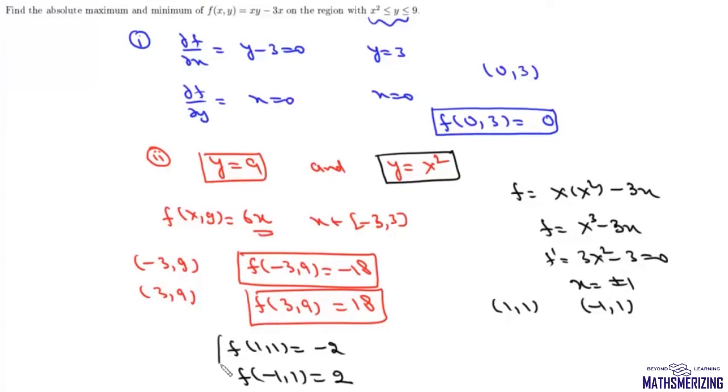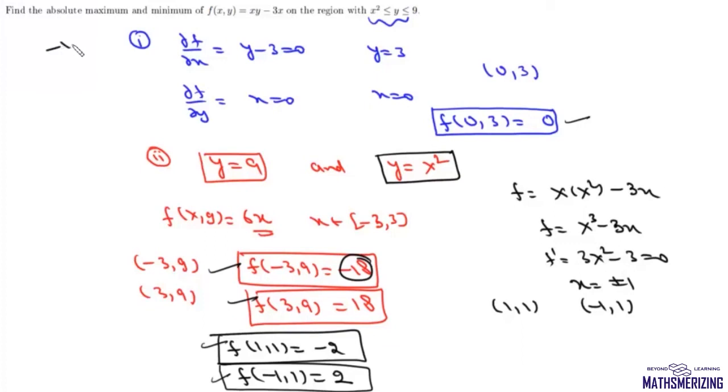So we have 5 values of this function, 4 values at the boundary curves and 1 value at the critical point. Now the least value in this case is minus 18. So absolute minimum value of this function will be minus 18 when the point is (minus 3, 9), and its absolute maximum value will be plus 18 when the point is (3, 9). So this is how we find absolute maxima and minima for multivariable functions.